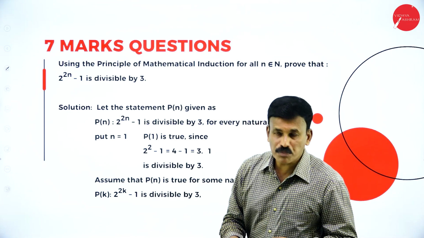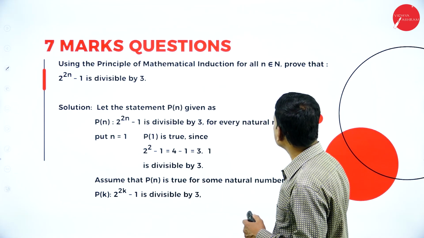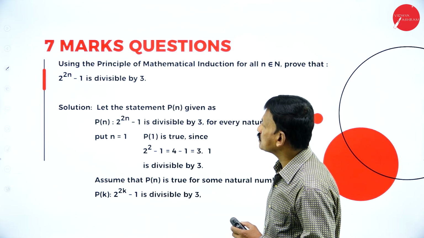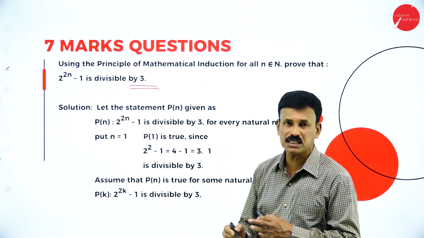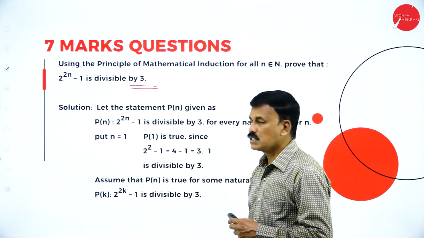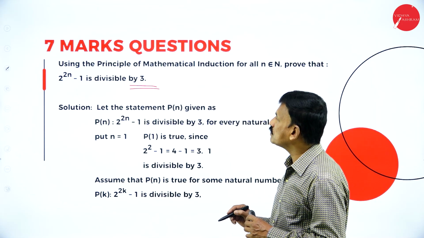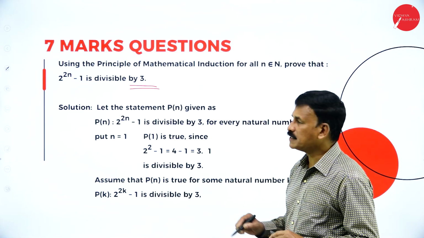Now move on to the next problem, problem number 2. Using the principle of mathematical induction, for all n belongs to N, prove that 2 to the power of 2n minus 1 is divisible by 3. This is also an important type of problem. So you may expect this type of problems also. Now just very simple, we have to show that 2 to the power of 2n minus 1 is divisible by 3. Now very simple method, same.